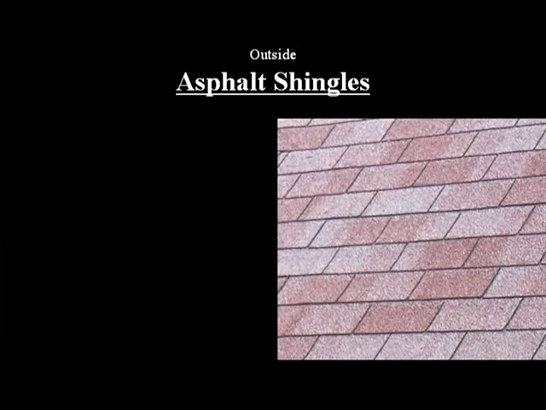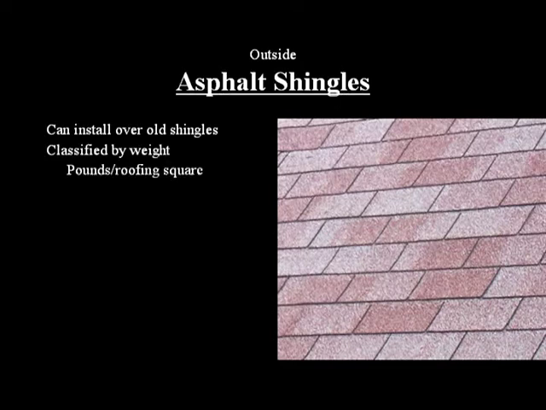Asphalt shingles are the main seller of the roofing industry. Big advantages of these are the ability to apply new layers over old ones. However, some roofs can't support the weight and begin to sag. Weight is used to classify asphalt shingles and is measured in pounds per roofing square, where one roofing square is equal to 100 square feet.